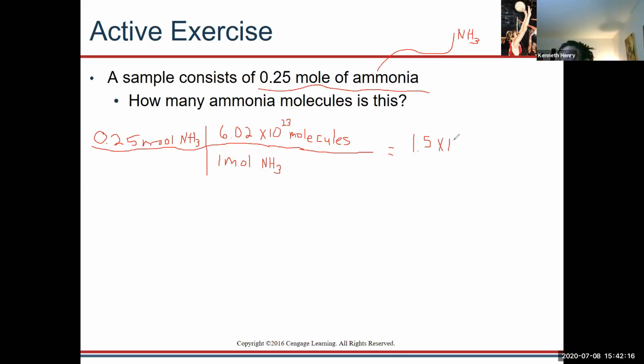Is that enough significant figures? Yes, because we only have 2, and it's the 2.5 from the 0.25. I also want to make sure that I put my units. So it's going to be what, AMU? Molecule, sorry. If we did our crossing out, we would have known it was molecules. Write that down.